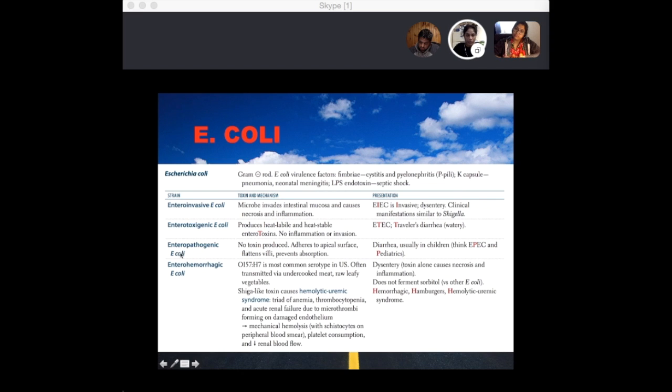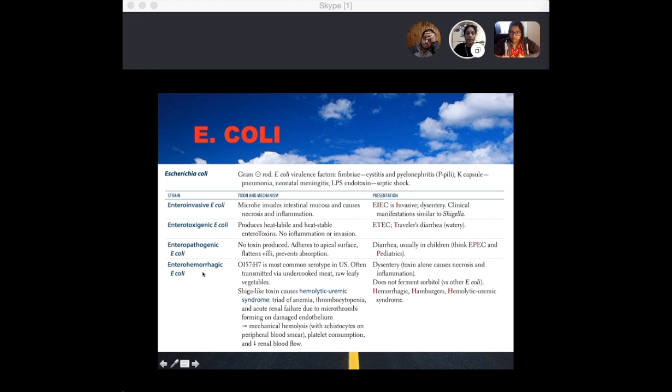Enteropathogenic E. coli, EPEC, has no toxin, but it adheres to the apical surface, flattens the villi, and prevents absorption. So patients are going to get diarrhea, usually seen in children. Think EPEC, pediatrics.